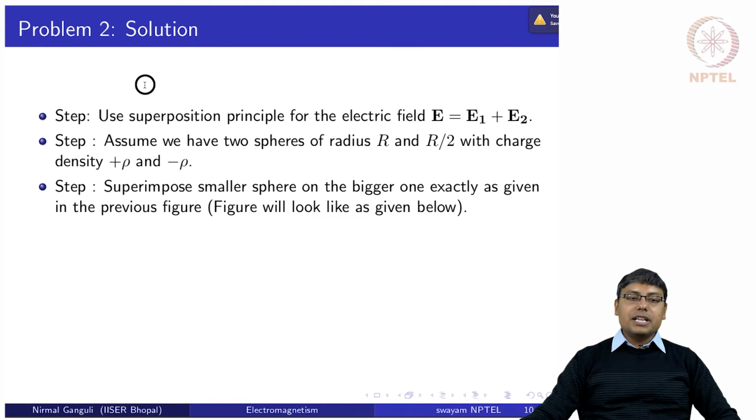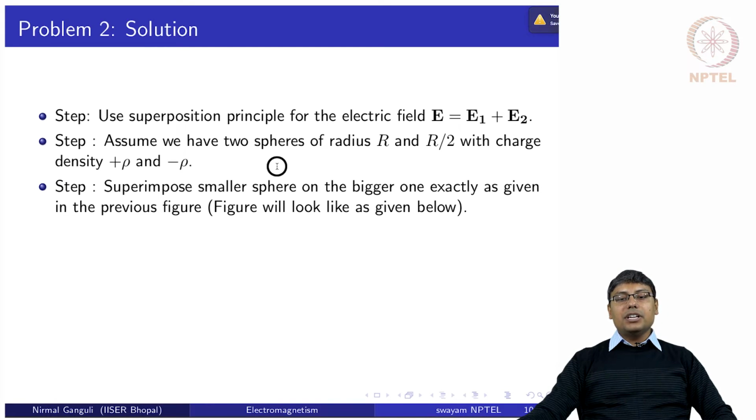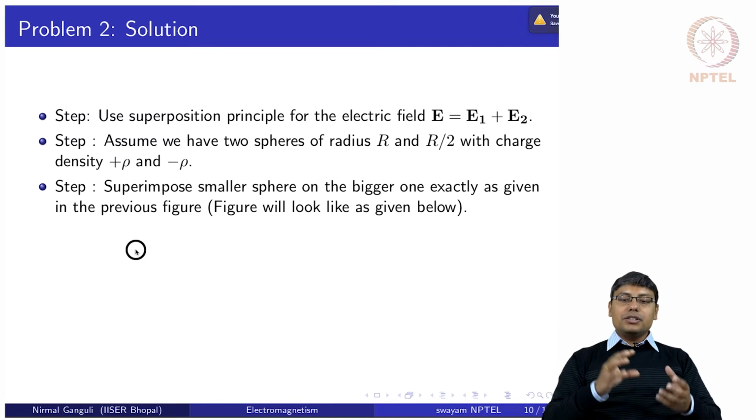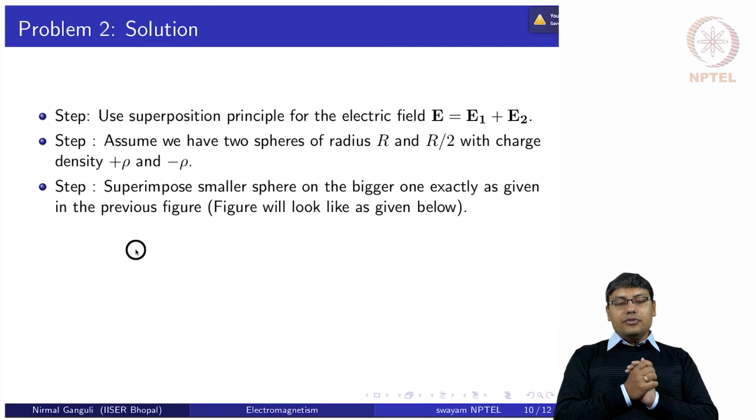Okay, so what are the steps that we will use to solve this problem? We use the superposition principle for the electric field. So, the total electric field is the electric field due to one part and the electric field due to the second part. E1 plus E2 gives us the total electric field, and we will assume that we have two spheres, one of radius r and the other one of radius r over 2 with charge densities plus rho and minus rho. And if we superimpose the smaller sphere on the bigger sphere, we exactly simulate the situation that we are given.